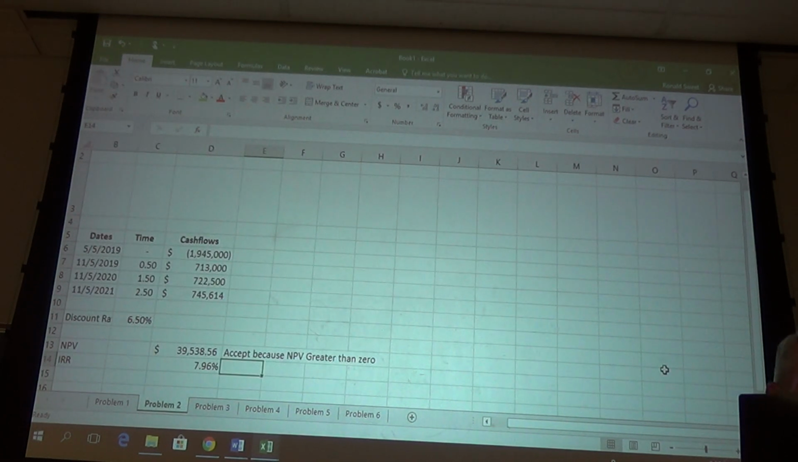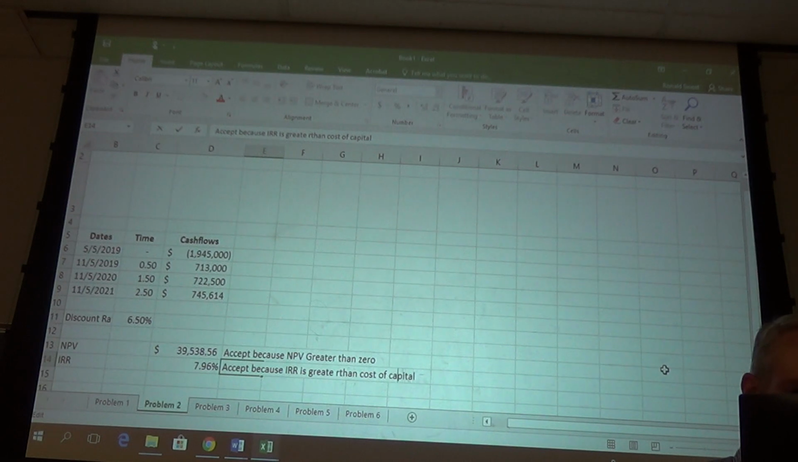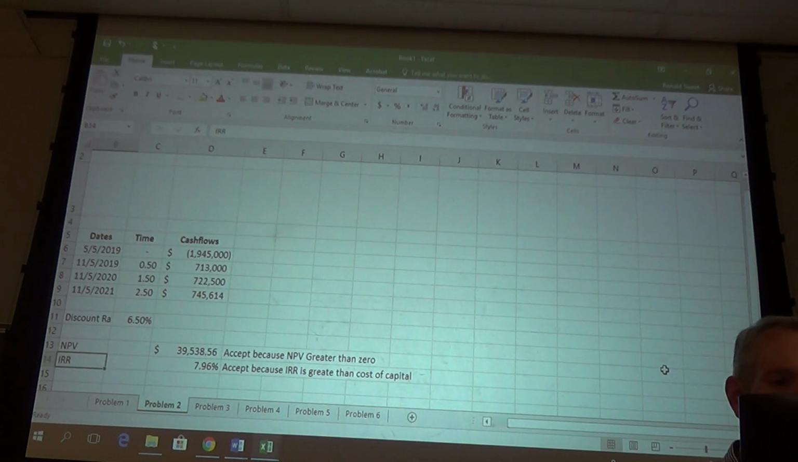Someone's going to say on the IRR, accept because IRR is greater than 0, and that will be wrong. So you accept because IRR is greater than what? Than the cost of capital. All right? 7.96 is greater than 6.5%. If someone's getting a different answer than I'm getting, let me know, because there's always possibilities of typos and things.